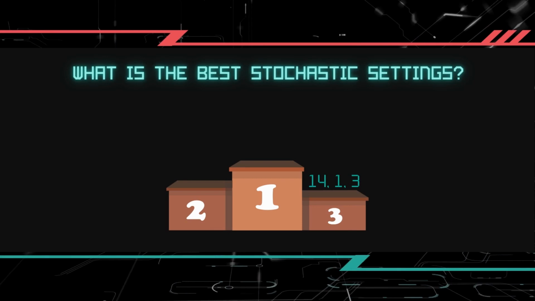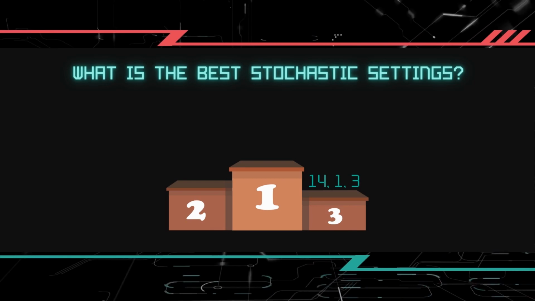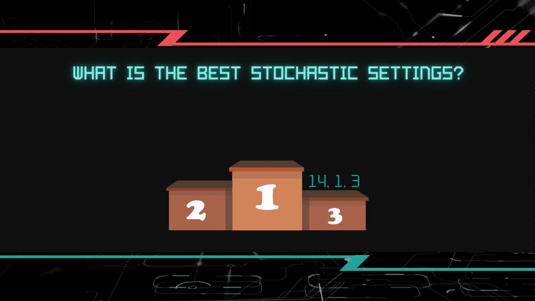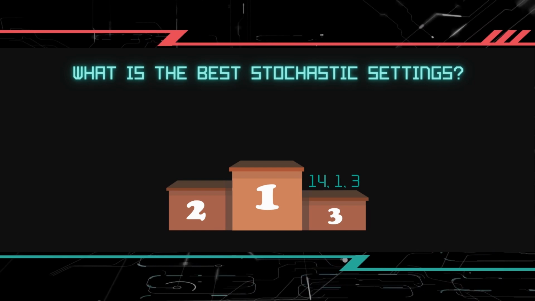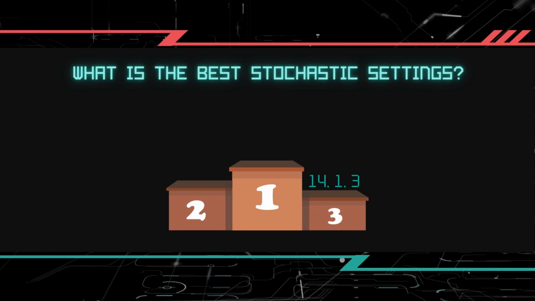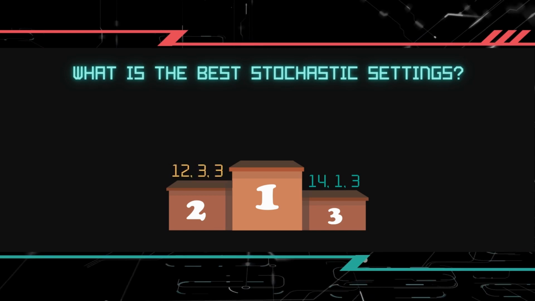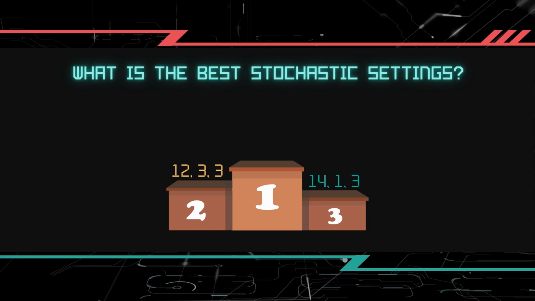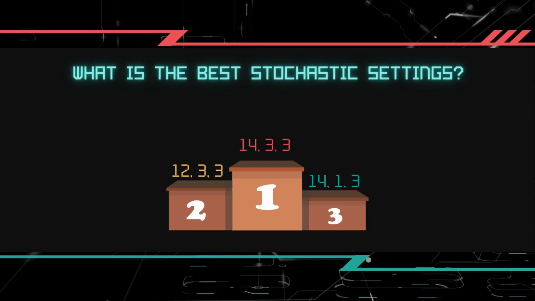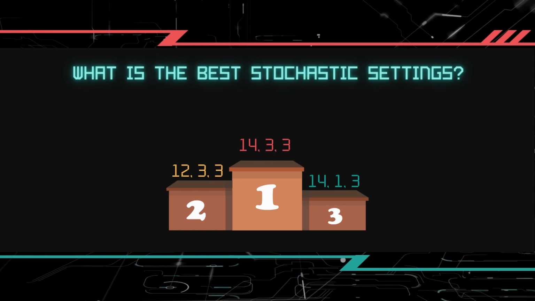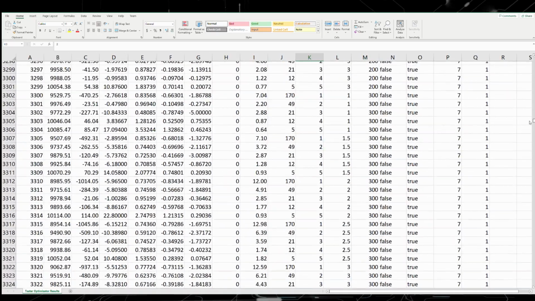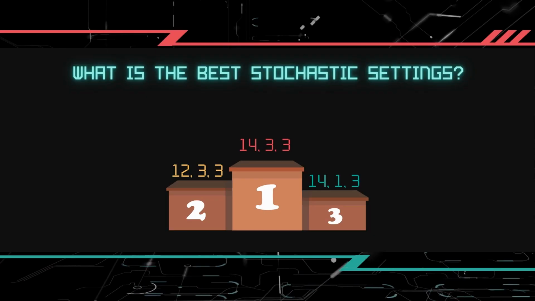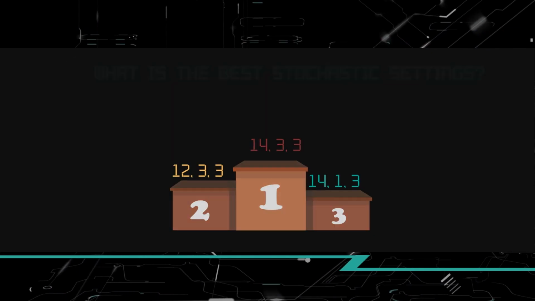Moving to the most important question, what is the best stochastic setting to use? Here are the top 3 profitable stochastic settings. At third place we have the 14-1-3, and in second place we have the 12-3-3. Coming in first place, which is the most profitable stochastic setting, is the 14-3-3. We have conducted 24,000 backtests, and the trade setting that gave the highest profit with lowest drawdown was the 14-3-3 stochastic setting.